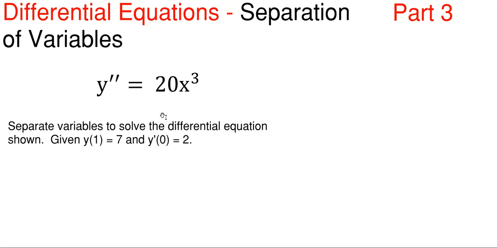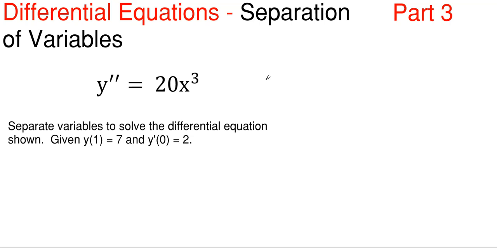Like I said, we're going to separate the variables to solve the differential equation given two boundary conditions: y of 1 is equal to 7, and y prime, which is the derivative of y, of 0 is equal to 2.